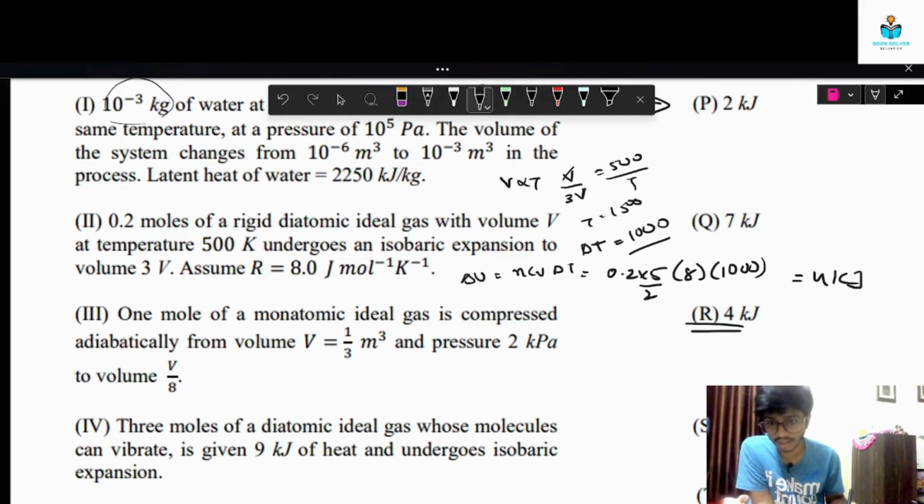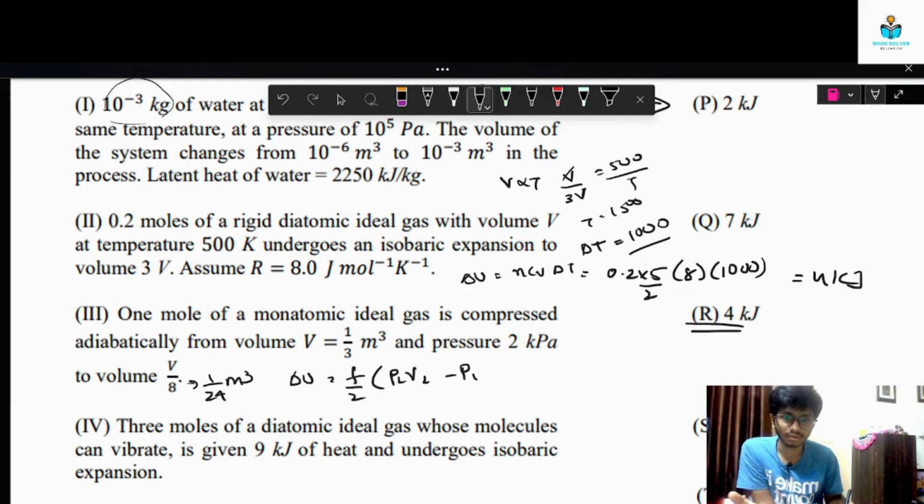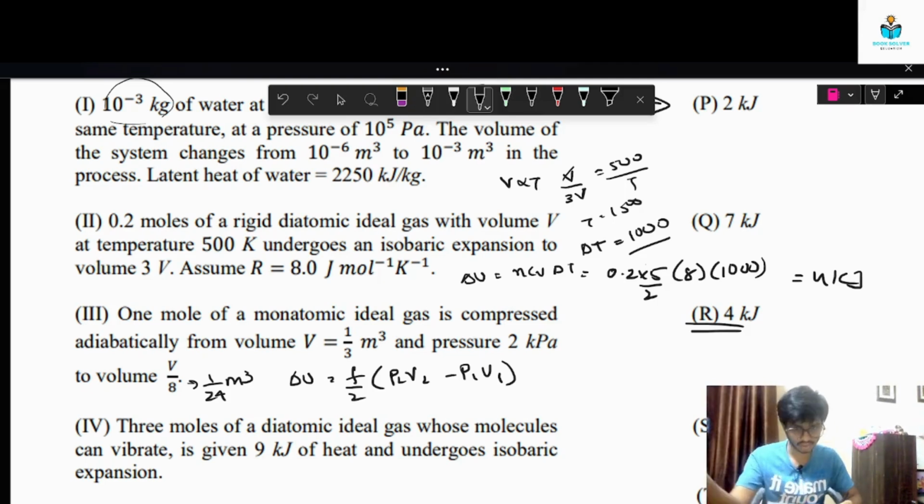Now next we have 1 mole of a monatomic ideal gas compressed adiabatically from volume V to V by 8. For this, monatomic means it's basically degrees of freedom. Delta U is basically degrees of freedom by 2 into P2 V2 minus P1 V1. We can calculate the pressure through the adiabatic law, which is PV to the power gamma is constant, and gamma here would be 5 by 3 for monatomic.